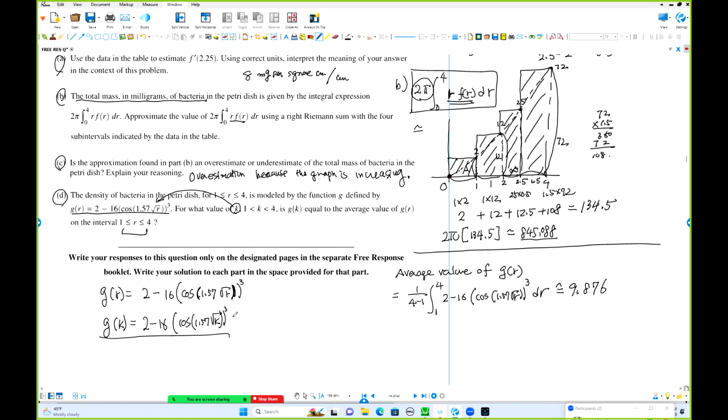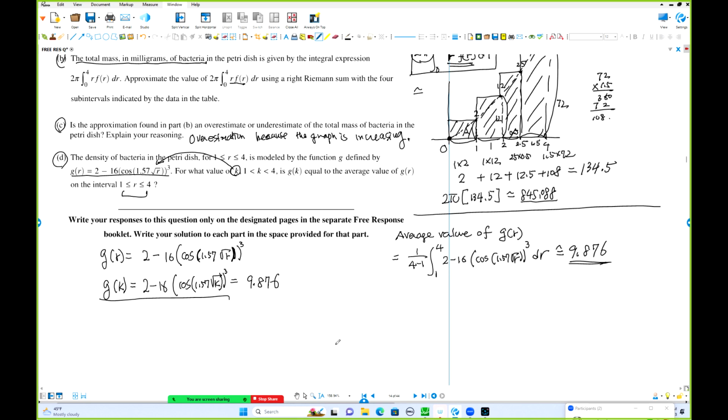So when you have this one should be equal to 9.876, isn't it here? Average value, okay? Now how can you solve this one? We have to make two graphs. y1 graph is this one. You make a graph of this one.